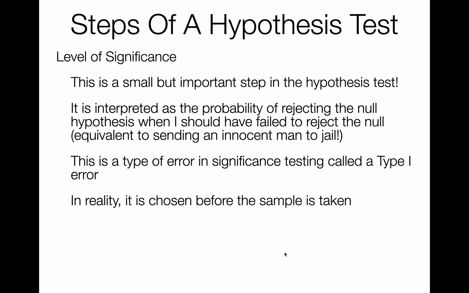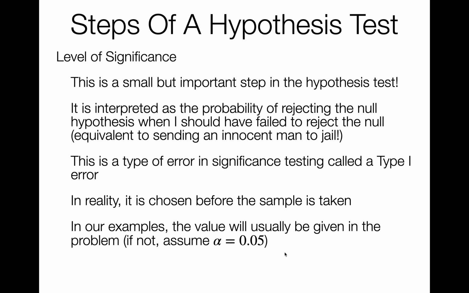In reality, this is chosen before the sample is taken. Okay? So when I actually go out and take a sample, I already have this number in mind. It doesn't really affect how my sample is taken, but it's important that you set this before you see your data or do the hypothesis test. We're going to use the level of significance to make our decision about whether we support the alternative hypothesis or the null hypothesis. In our examples, the value will usually be given in the problem. So I'm going to tell you what it is.